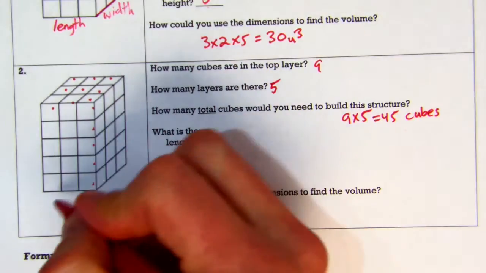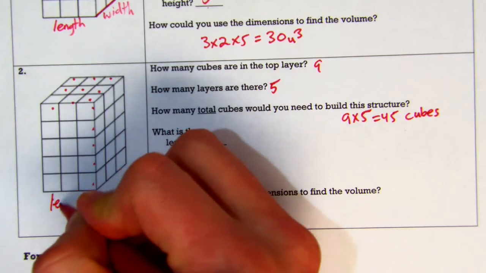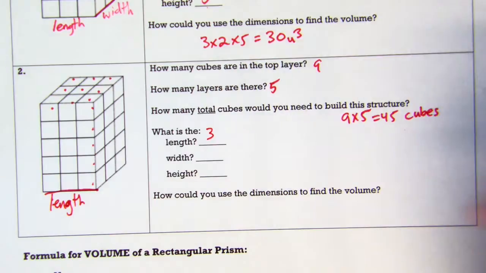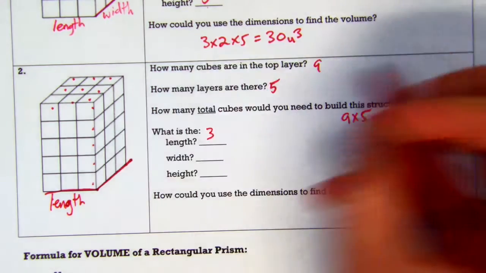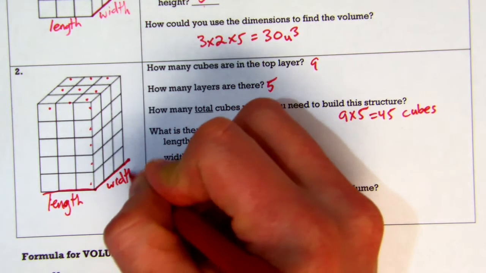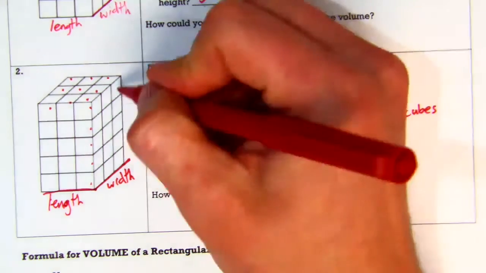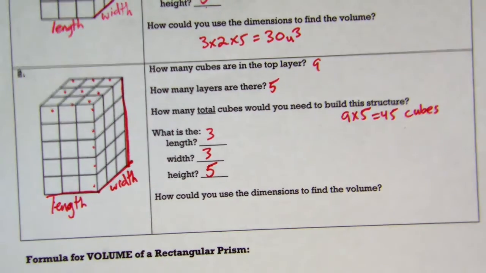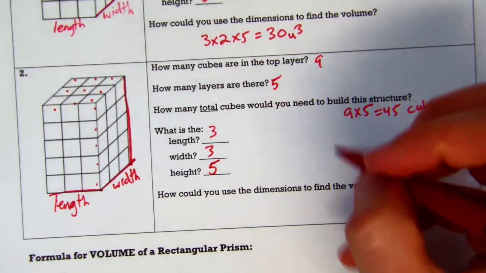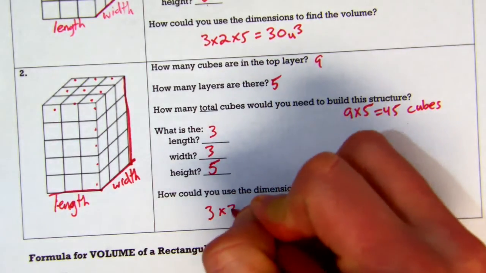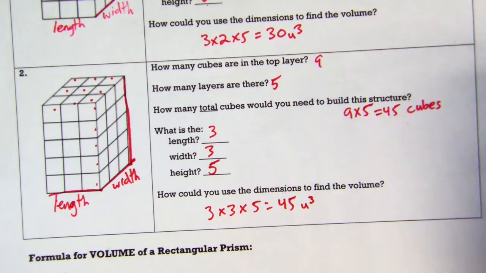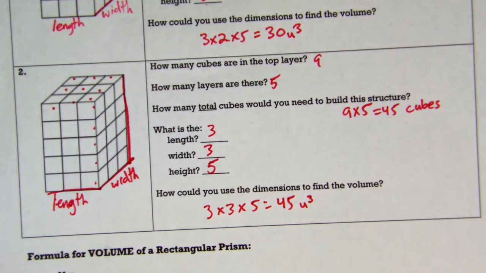Alright, what is the length? We're going to do length down here again. We have a length of 3. What is the width? We also have a width of 3. And then we have a height of 5. How can we use the dimensions to find the volume? We multiply them all together: length times width times height, and we get the same answer of 45 cubic units. That's just the same as 45 cubes.